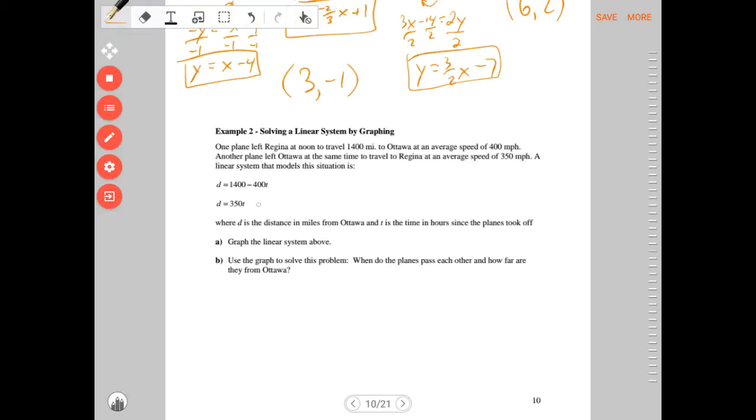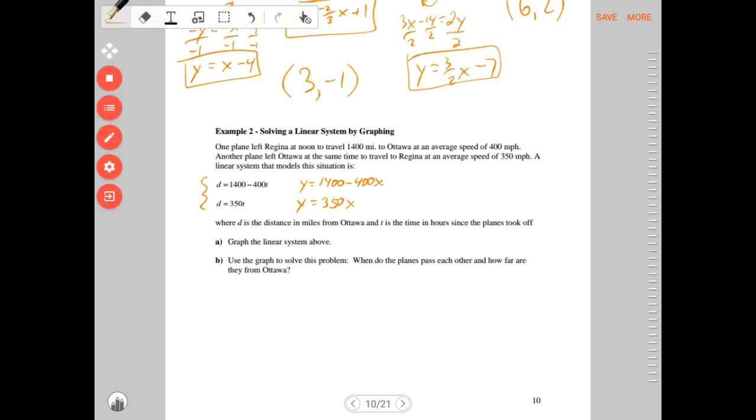Okay, so look, this one is a true graphing scenario because they're both d equals. Now remember, your calculators don't graph d's and t's. So really, we're going to graph y equals 1400 minus 400x, and then y equals 350x. But we know that our y's mean distances, and our x's mean times. So we just have to convert in our heads, and it's not a big deal. So we're going to graph this system on our calculator.